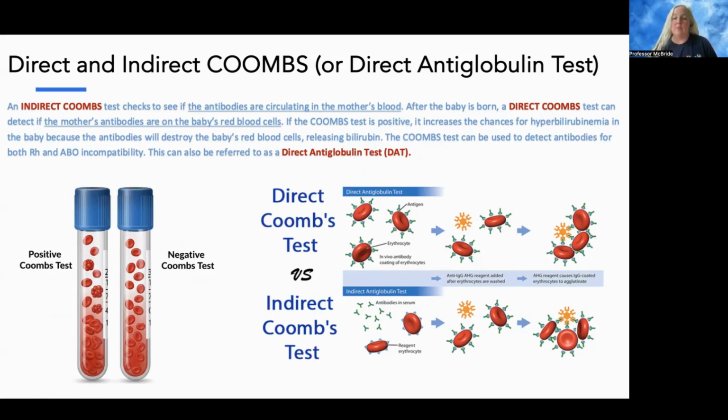If the Coombs test is positive, it increases our risk of hyperbilirubinemia in the baby because the antibodies are going to break down the baby's red blood cells and release the bilirubin. The Coombs test can be used to detect antibodies for both Rh and ABO incompatibility, and we also call this the direct antiglobulin test or the DAT test.